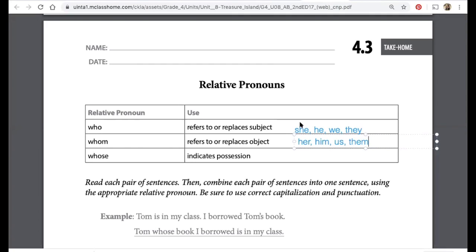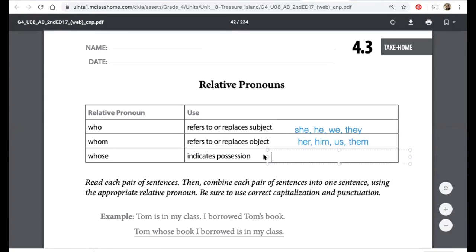He's receiving the action, but she's actually the subject of a sentence. The last one here that you did not talk about in the video was whose. And whose is really easy, probably the easiest one, because whose is only used when it indicates possession. So if you own something.